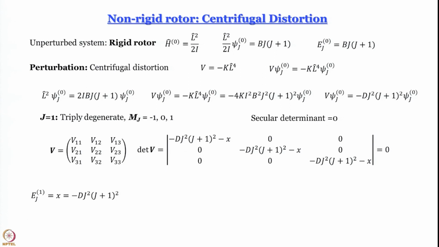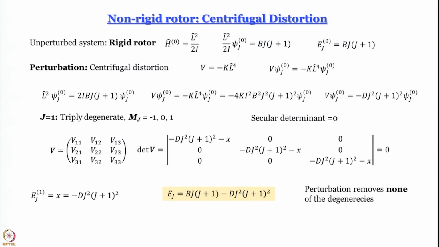Because what we have essentially is minus d into j square into j plus 1 whole square minus x whole cube equal to 0. So, the roots are identical, roots are the same, and we have the same amount of correction to energy for centrifugal distortion no matter what L value we have chosen, well, no matter what M value we have chosen rather. Okay. So, this is the expression that we get. Ej now instead of Bj into j plus 1 becomes Bj into j plus 1 minus dj square into j plus 1 whole square.